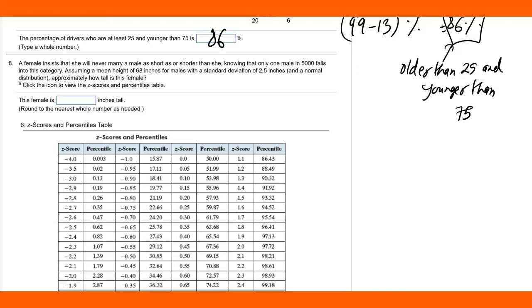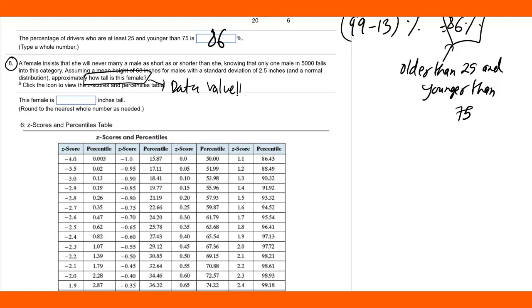Question number 8. A female insists that she will never marry a male shorter than her, knowing that only one male in 5,000 falls in this category. Assuming a mean height of 68 inches for males and a standard deviation of 2.5 inches, approximately how tall is this female? You're looking for how tall, a data value, not the percentage here.